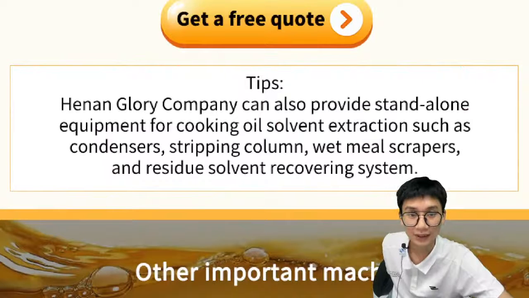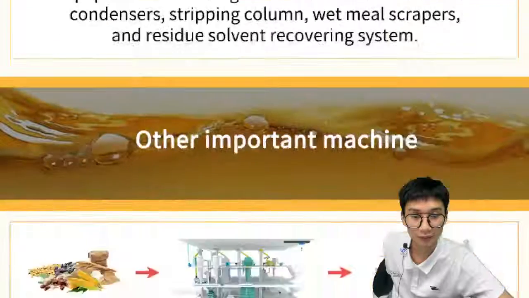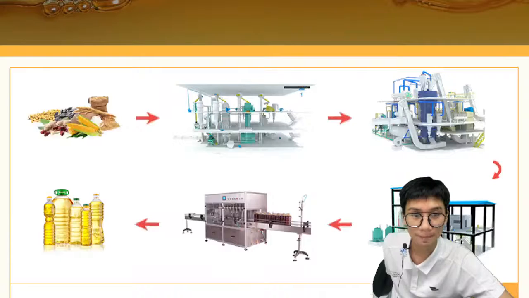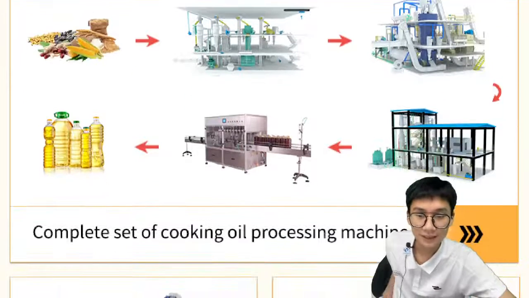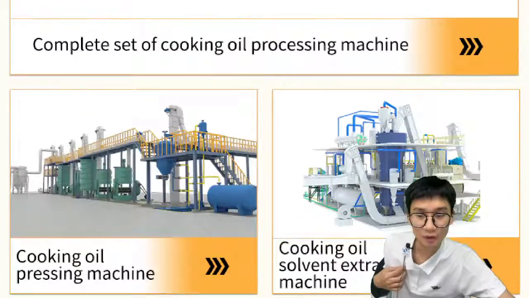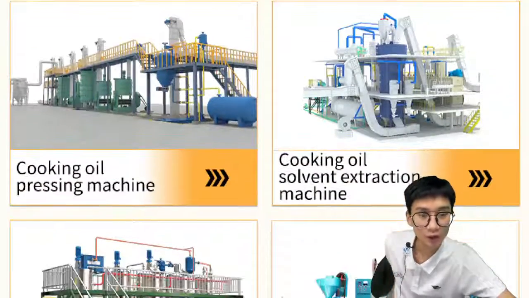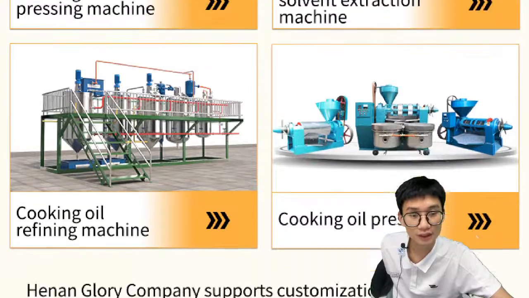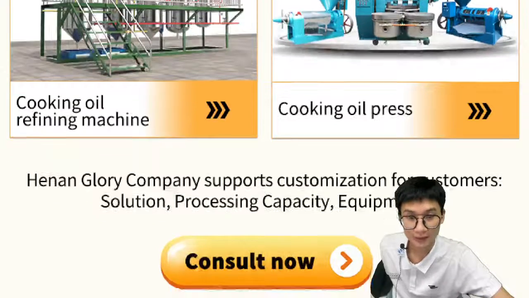And Henan Glory Company can also provide standalone equipment for cooking oil solvent extraction, such as condensers, stripping column, windmill scrappers, and residue solvent recovering system. And this is another important machine: a complete set of cooking oil press machine. This includes a cooking oil pressing machine, cooking oil solvent extraction machine, and also the cooking oil refinery machine and cooking oil press.